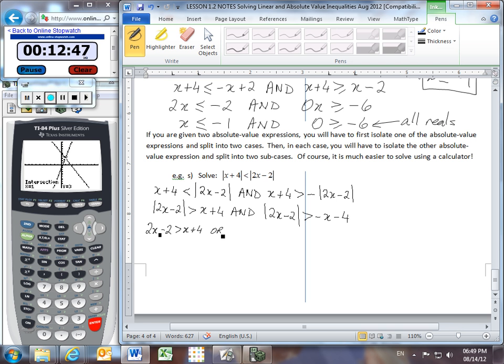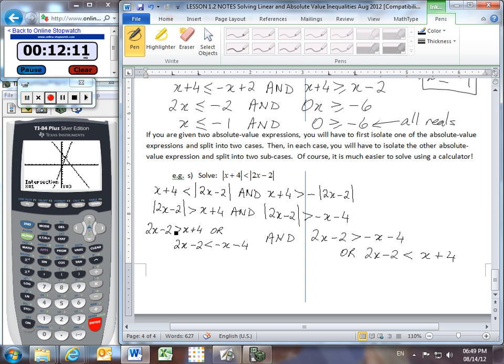Or my other case is 2x minus 2 is less than the opposite of the right-hand side, so everything becomes negative. And my other pair of cases, as I take away my absolute value sign: 2x minus 2 is greater than negative x minus 4, or, because the absolute value is greater than, 2x minus 2 is less than, switching the sign, the opposite of what it was. Alright, let's solve each of these pairs of compound inequalities, and at the very end we'll stick them all together.